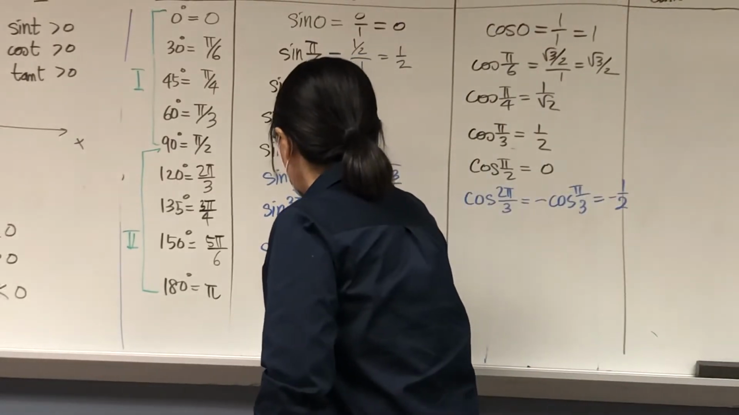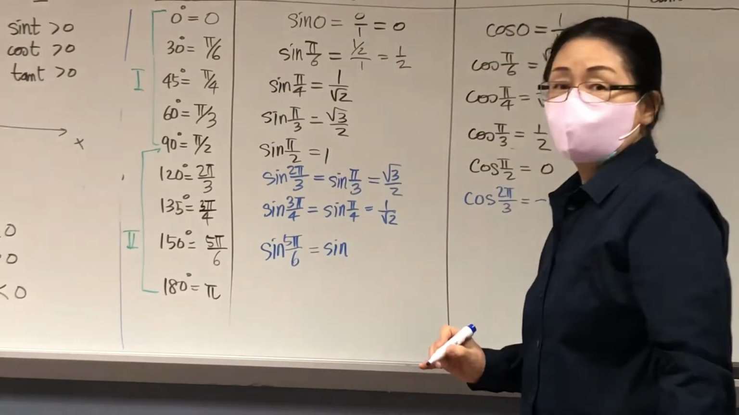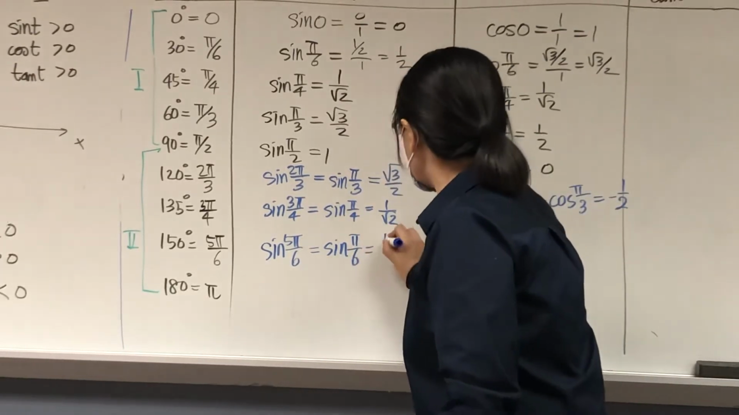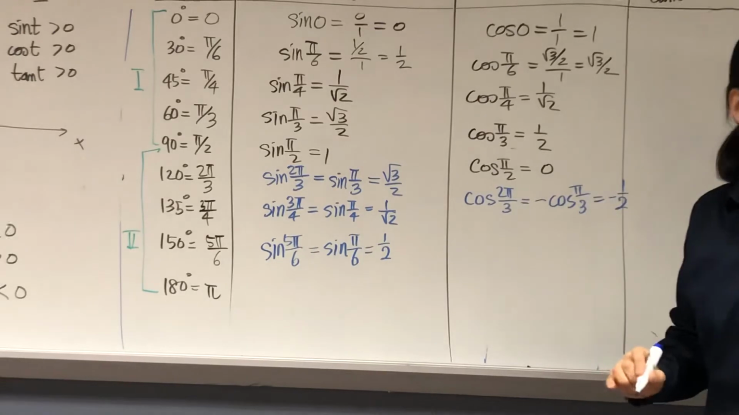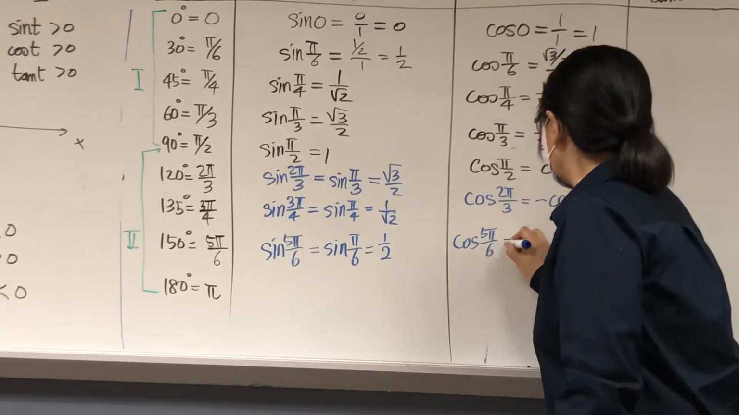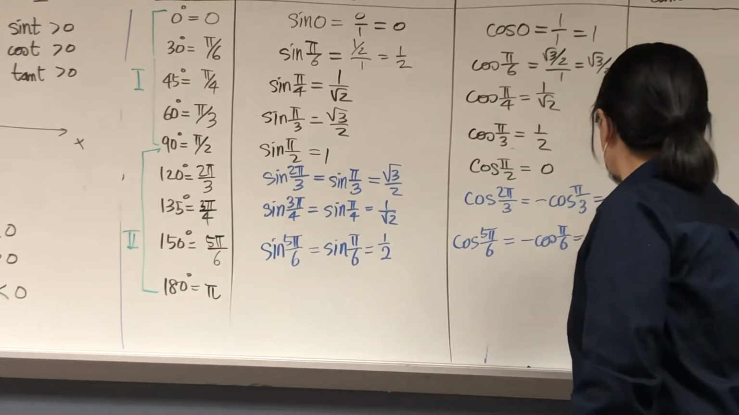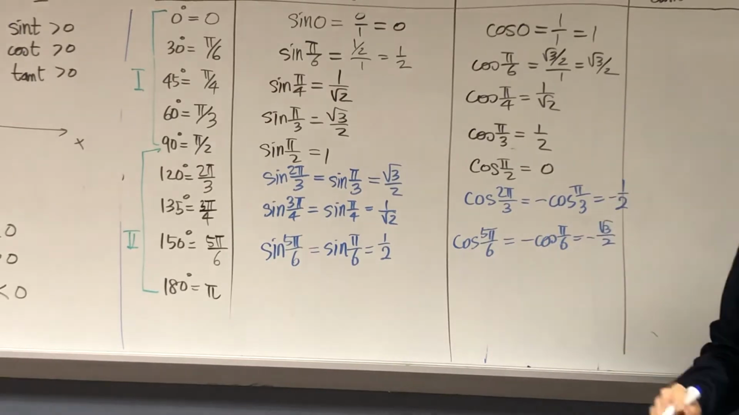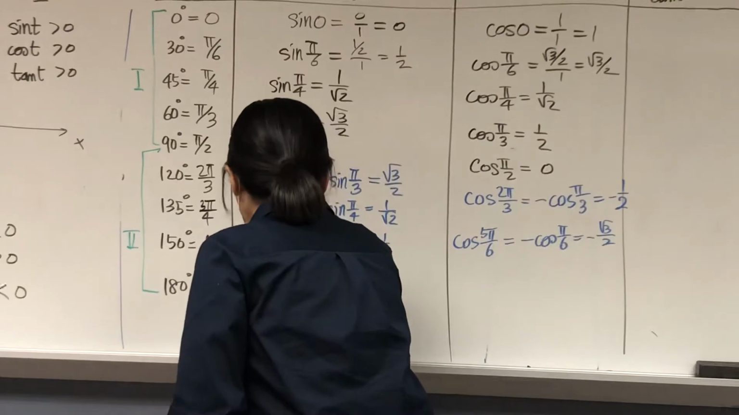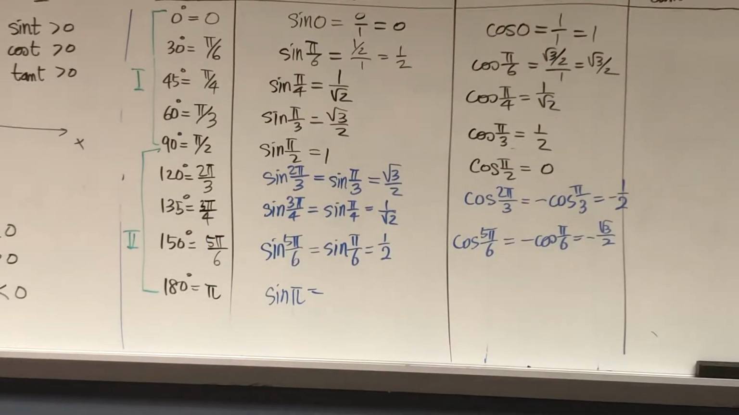Sine 5 pi over 6 is equal to sine what? What is the reference angle? Pi over 6. Good. So pi over 6, am I right? And here, cosine. Am I right? Okay, this one, sine pi. You have to use this triangle.